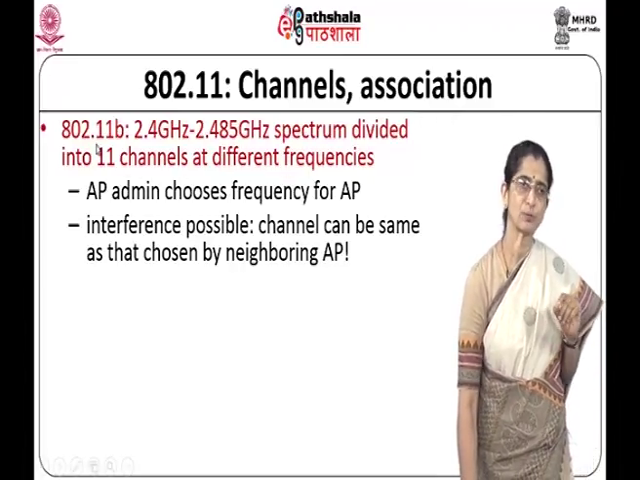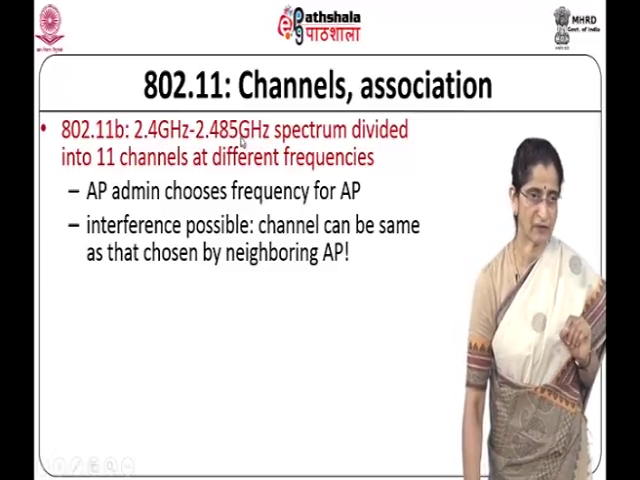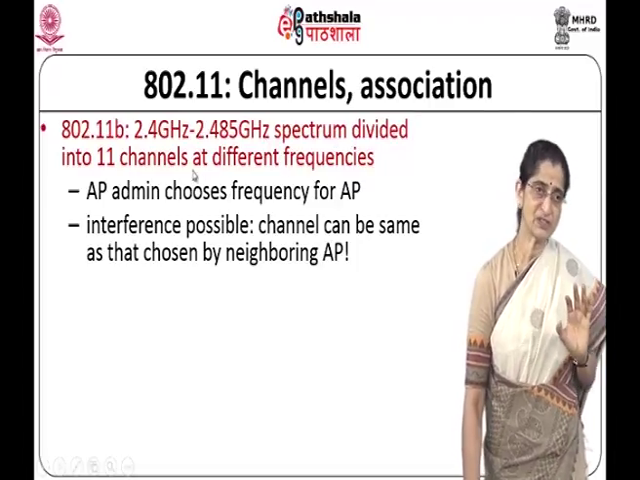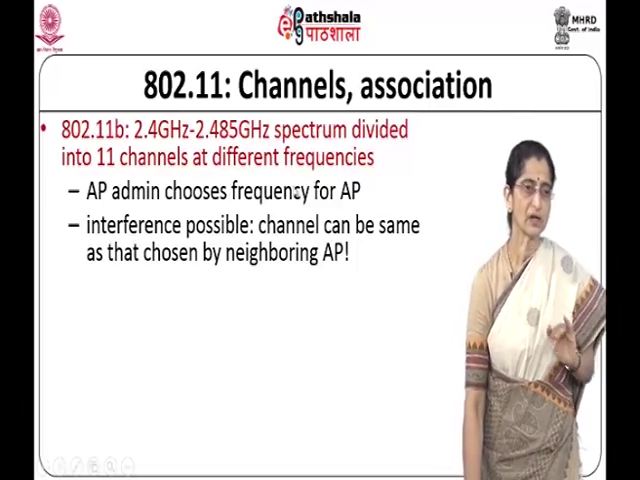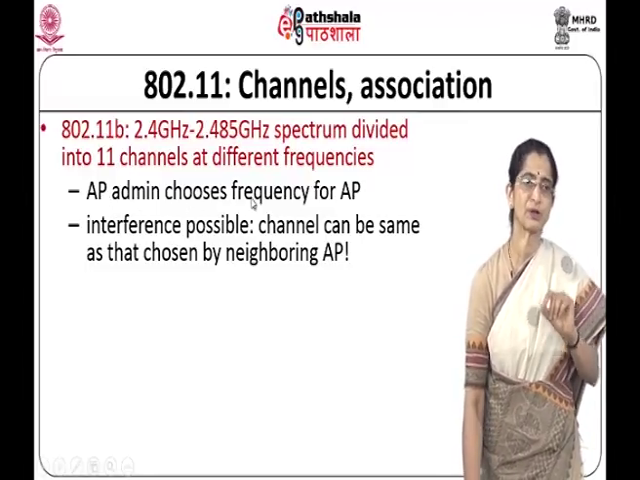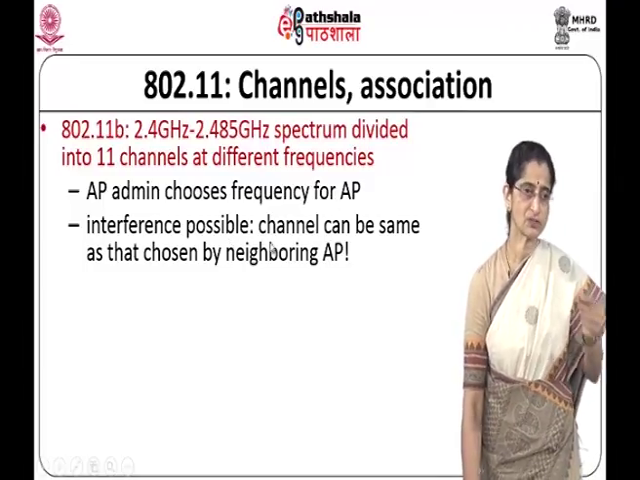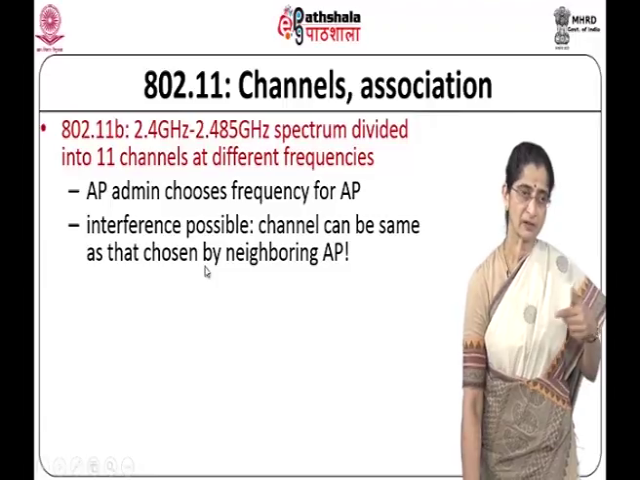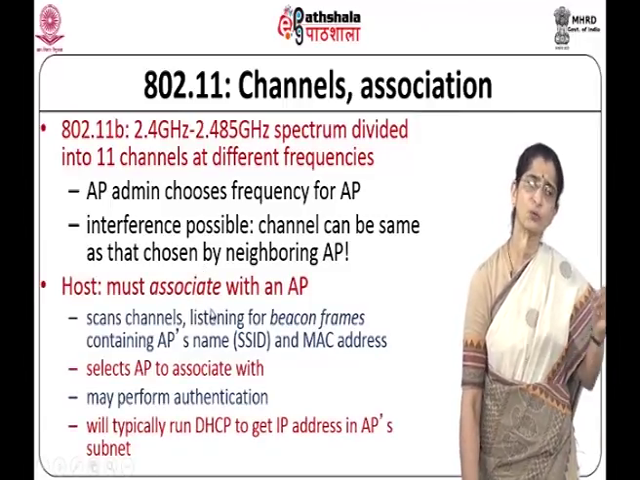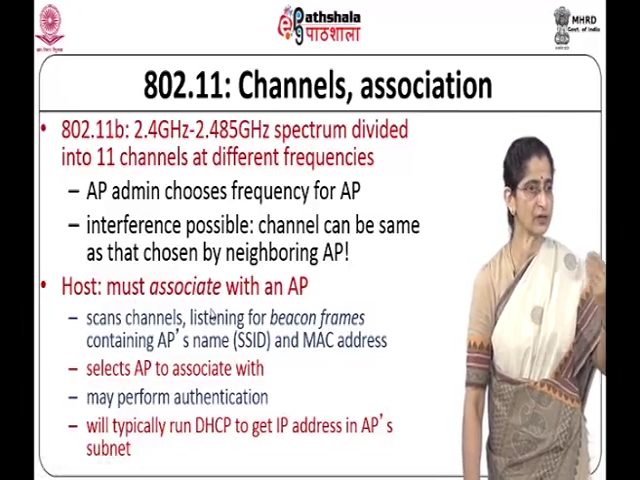If you look at 802.11b, for instance, the 2.4 gigahertz to 2.485 gigahertz spectrum that is available to it is divided into 11 channels at different frequencies. The access point administrator chooses a particular frequency for the access point. Interference is possible because the same channel could be used by some other neighboring access point, so we need to be careful about that. And a host must associate with an access point. So, how would it do that?